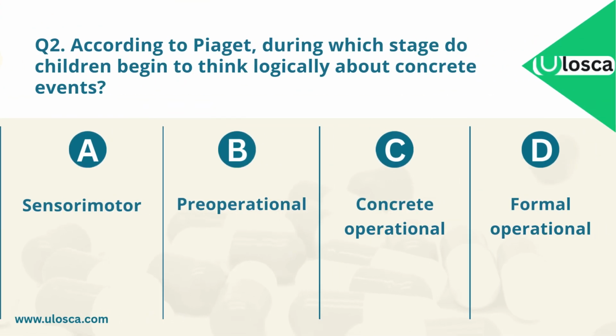Question 2. According to Piaget, during which stage do children begin to think logically about concrete events? A. Sensorimotor. B. Pre-operational. C. Concrete operational. D. Formal operational. Which one is the correct answer?